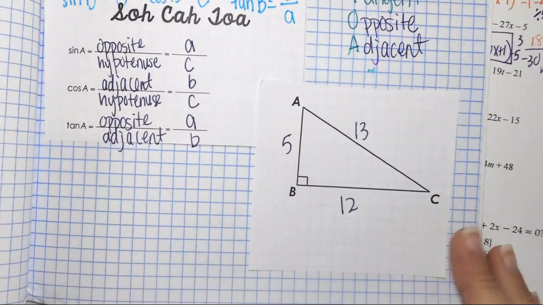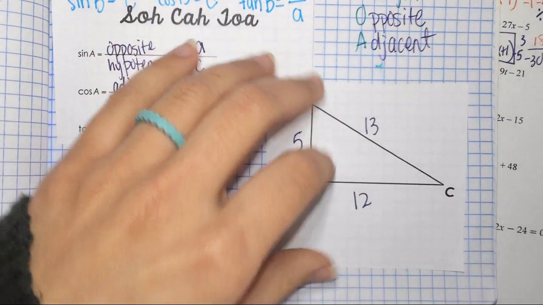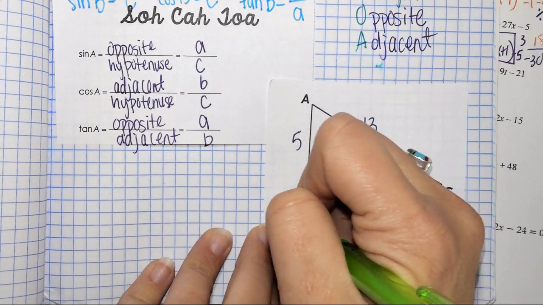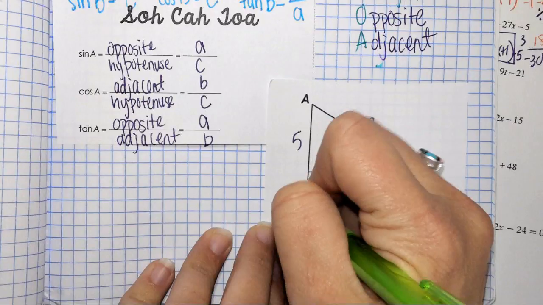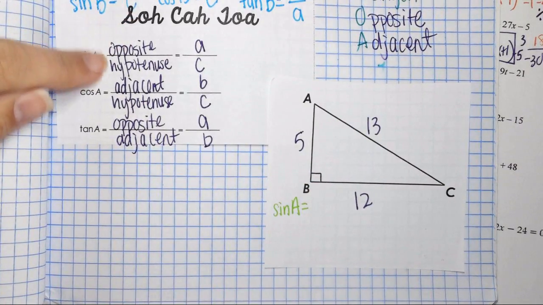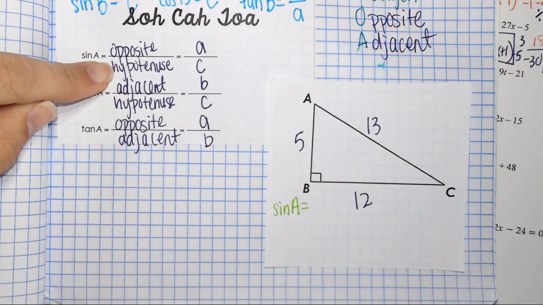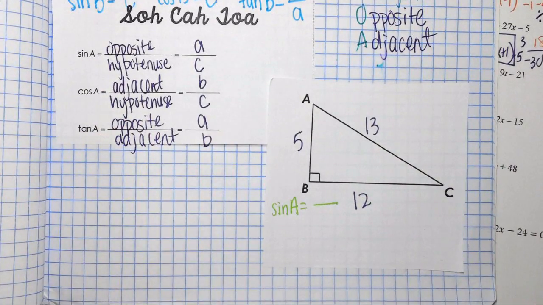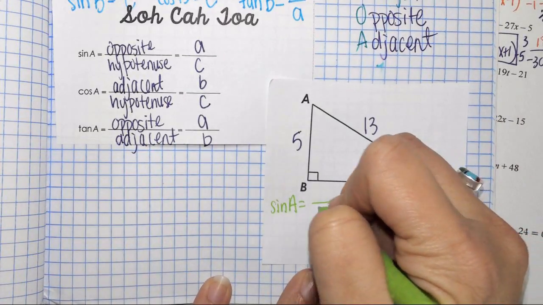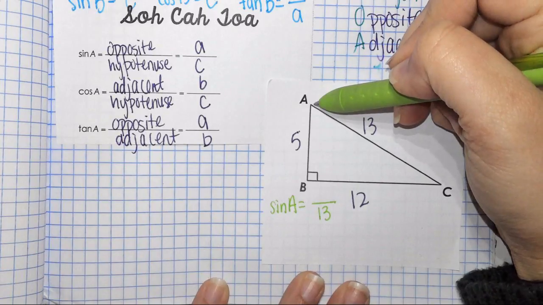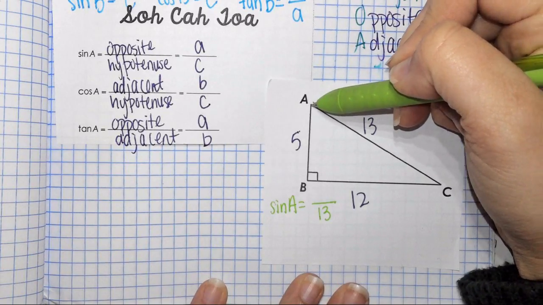5, 12, 13. All right, so what I want us to do here is practice writing our ratios. We're going to start by finding the sine of A. And sine is opposite divided by hypotenuse. So we know the bottom of our fraction is going to be what? What's our hypotenuse? 13. All right, and we're looking at A. What leg is opposite of A?